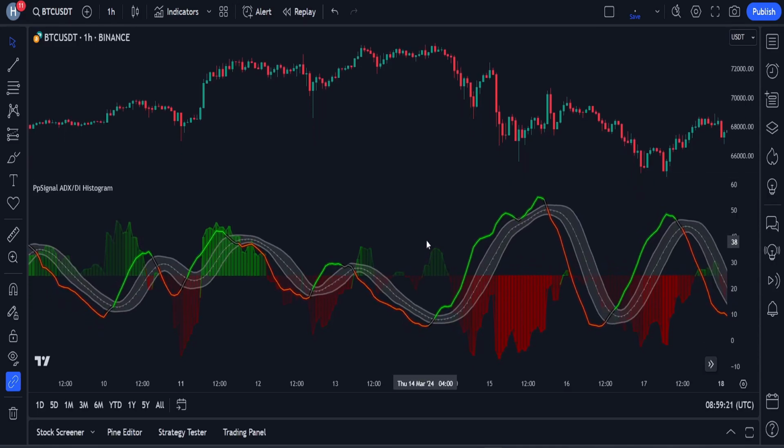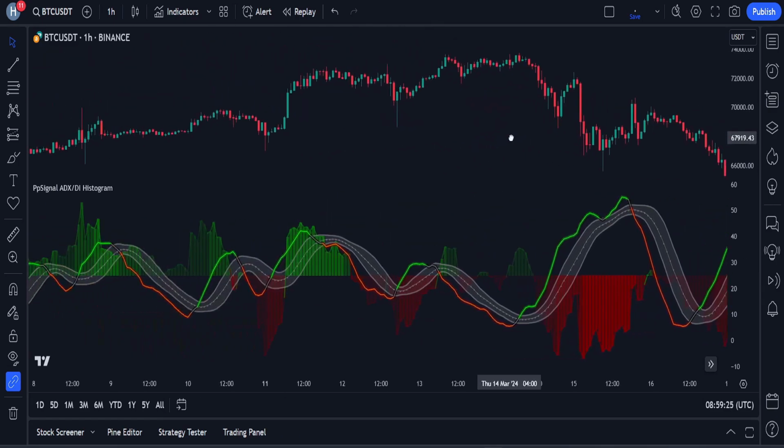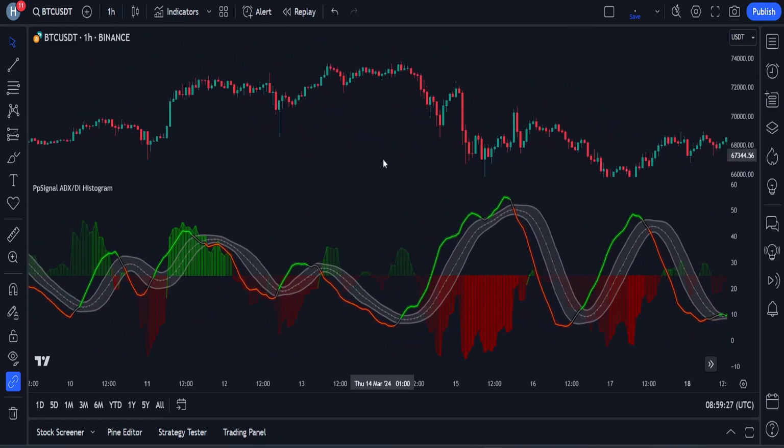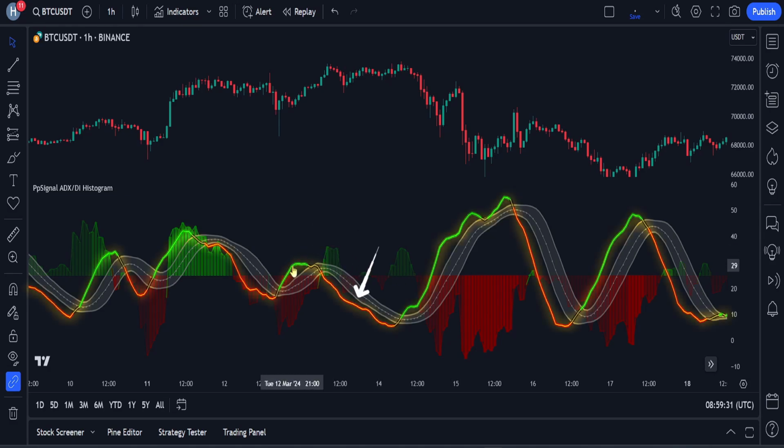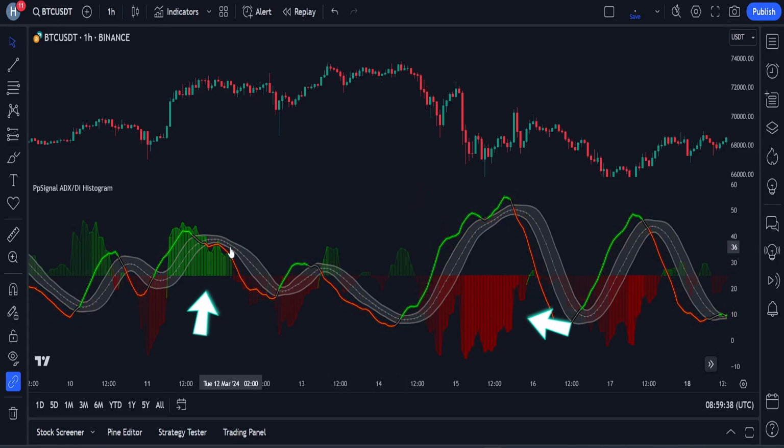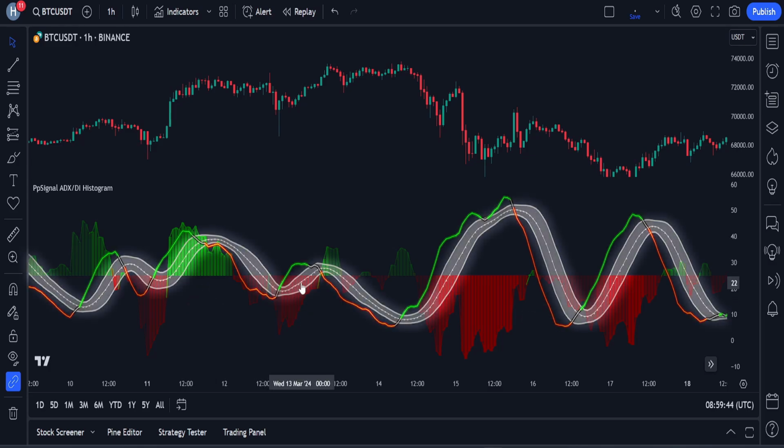It may look simple and similar to all the other indicators, but trust me, it is very different. This indicator is actually 3 indicators combined as one. First of all, we have ADX, which is this line that changes color between green, gray, and orange. Then we have the DI, also known as the directional indicator, which is in the form of a histogram. These bands that we see here are Bollinger Bands.